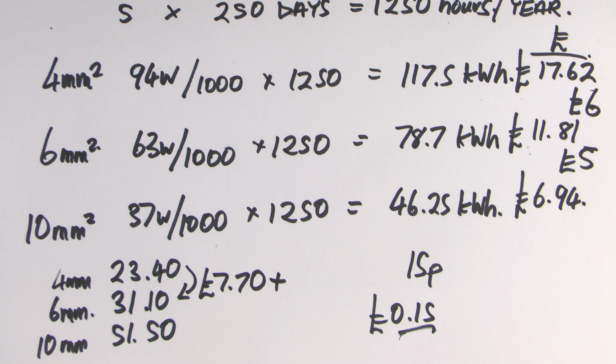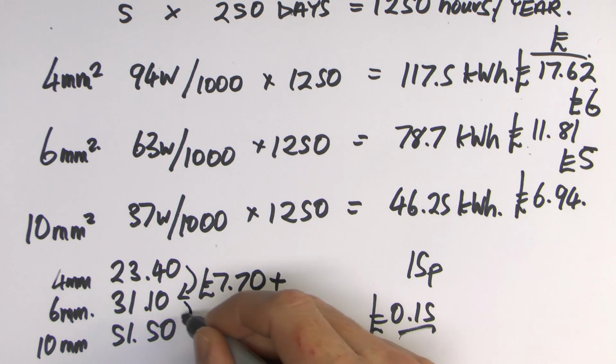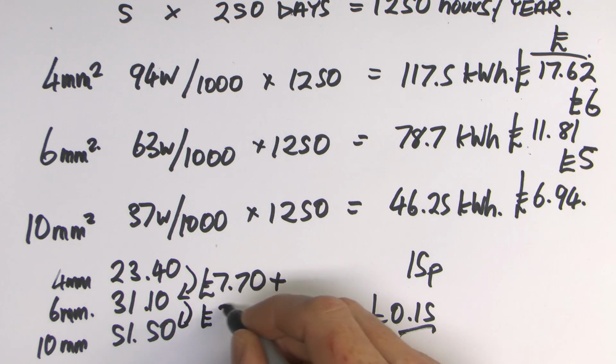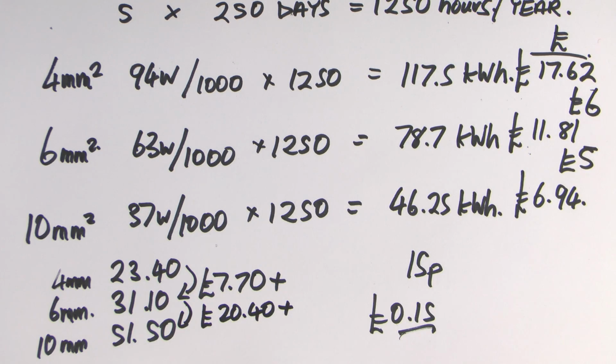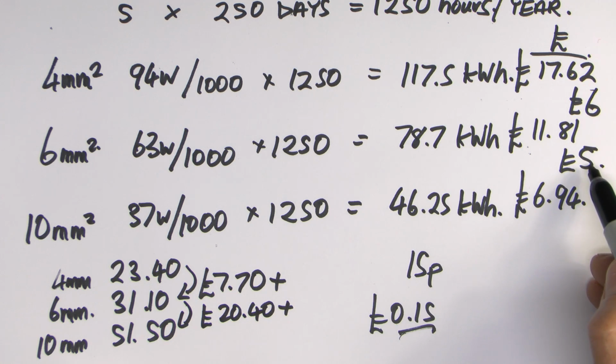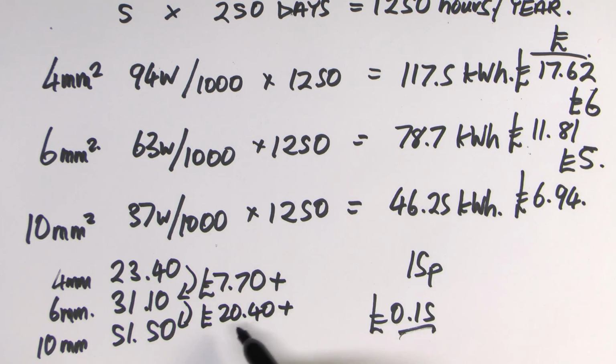Now if you go from this one to this one, that's actually going to cost you £20.40 more if you go from 6 to 10, to save £5. So maybe not quite as worth it. So spend £20 extra to start with, save an extra £5 a year. So that's going to be about 4 years before you recover the costs you initially paid.